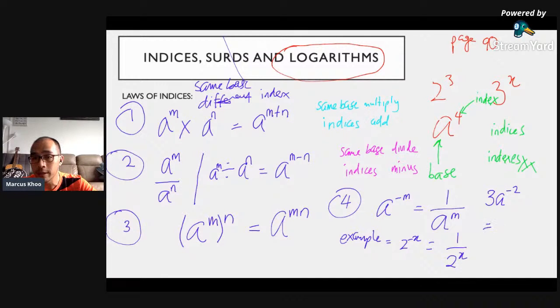Now this one is a bit different. Remember, only the a has the negative power. So only the one with the negative power, you put at the bottom. A to the power of 2. So, what happens to the 3? The 3 we leave on top here. We don't change the position of the 3.